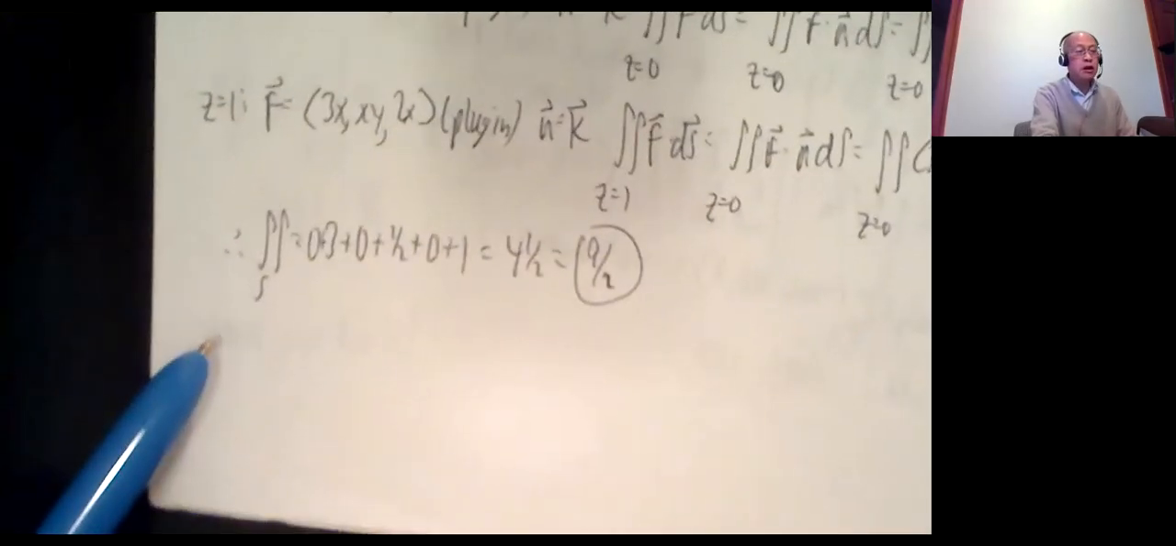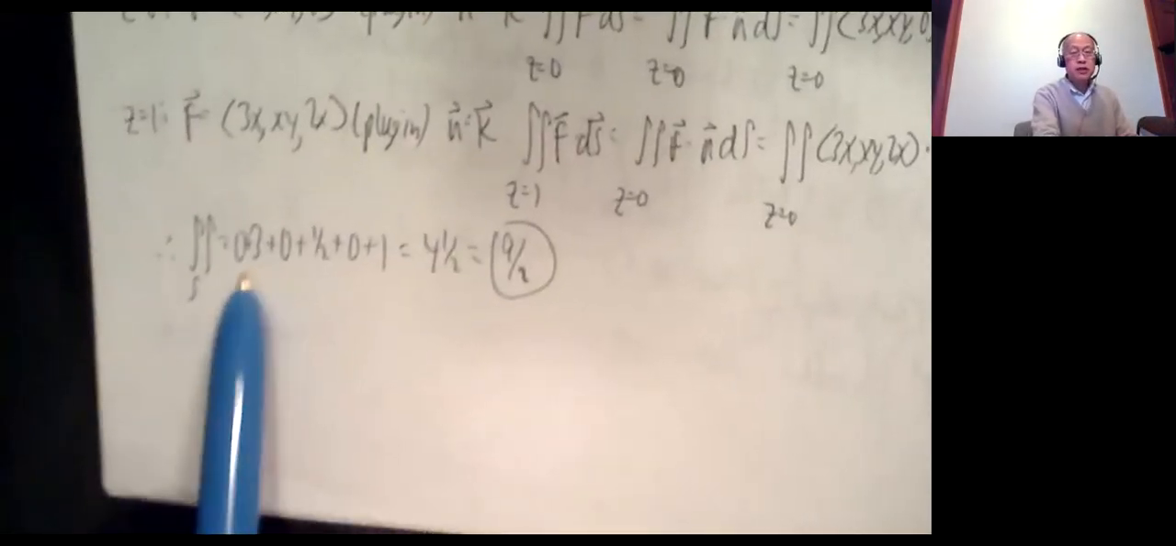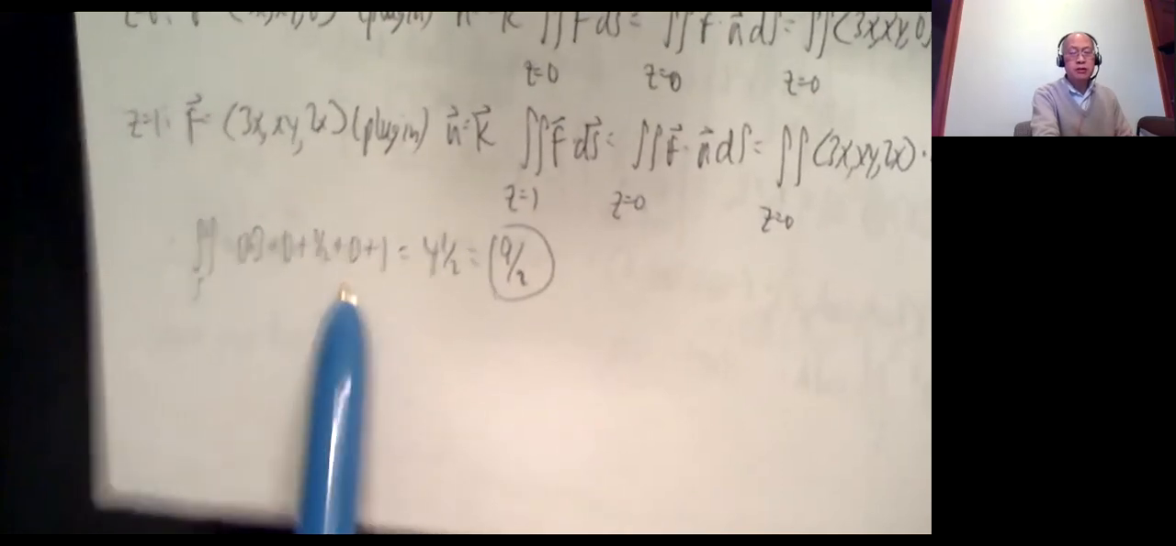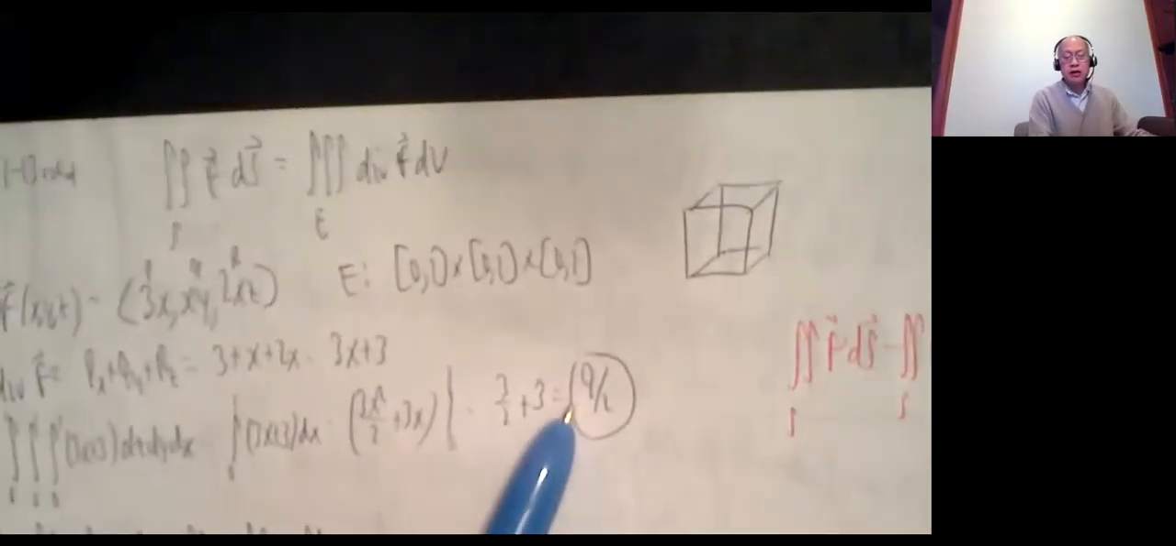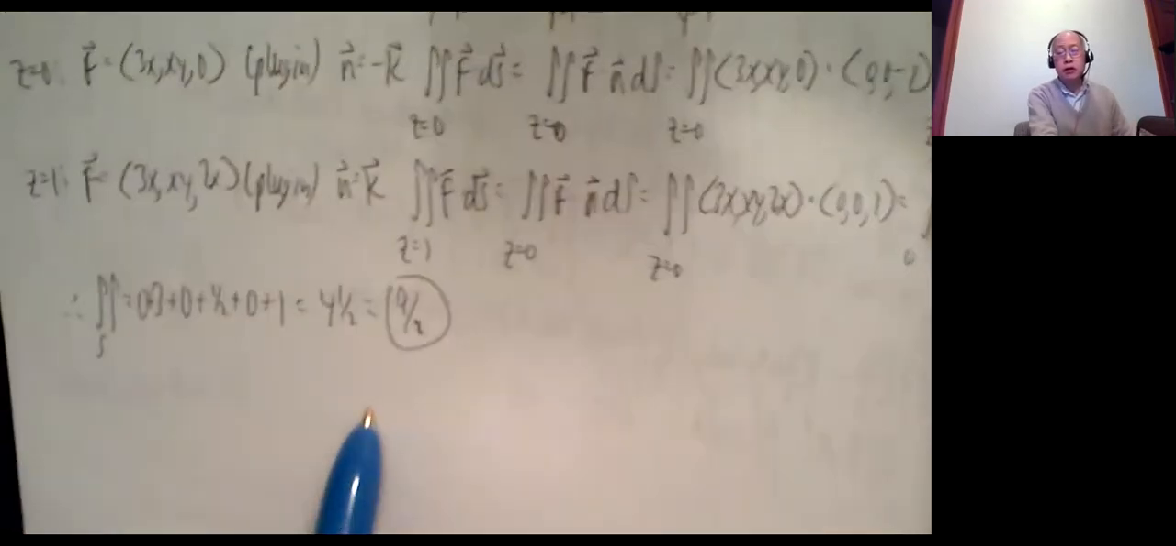So the double integral along S of F dot dS is 0 plus 3 plus 0 plus a half plus 0 plus 1, which is 4.5 or 9 halves, the same answer as I got over here. But look at how much easier this one triple integral was compared to doing all of this stuff.